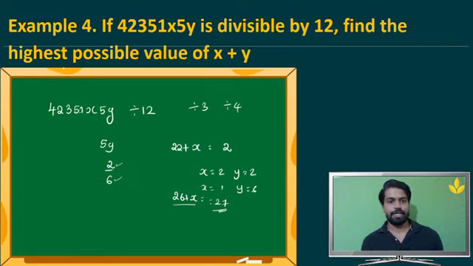What is the question? Highest possible value of x plus y. There are two values of x plus y. One x plus y is 2 plus 2, which is 4. Another x plus y is 6 plus 1, which is 7. So the highest possible value is 7. So this is how tricky the questions can be.